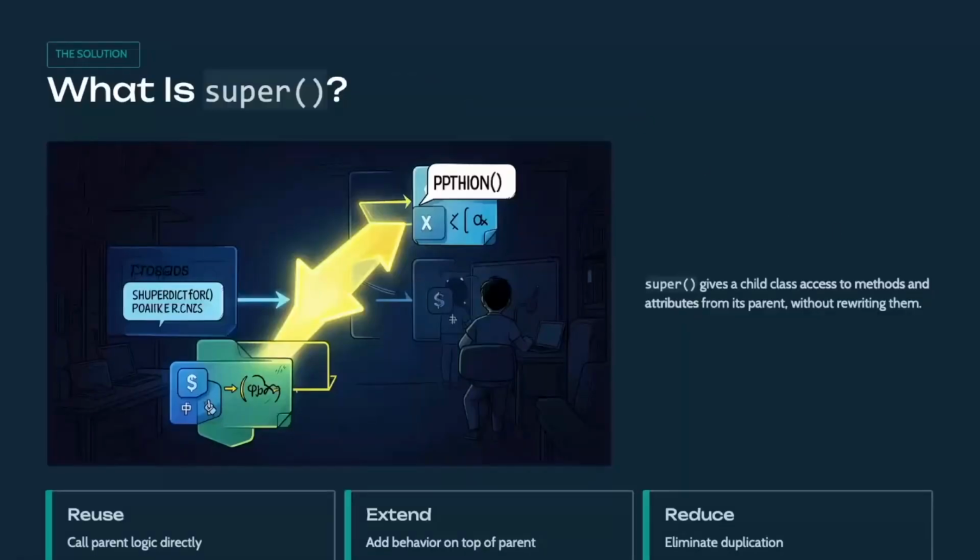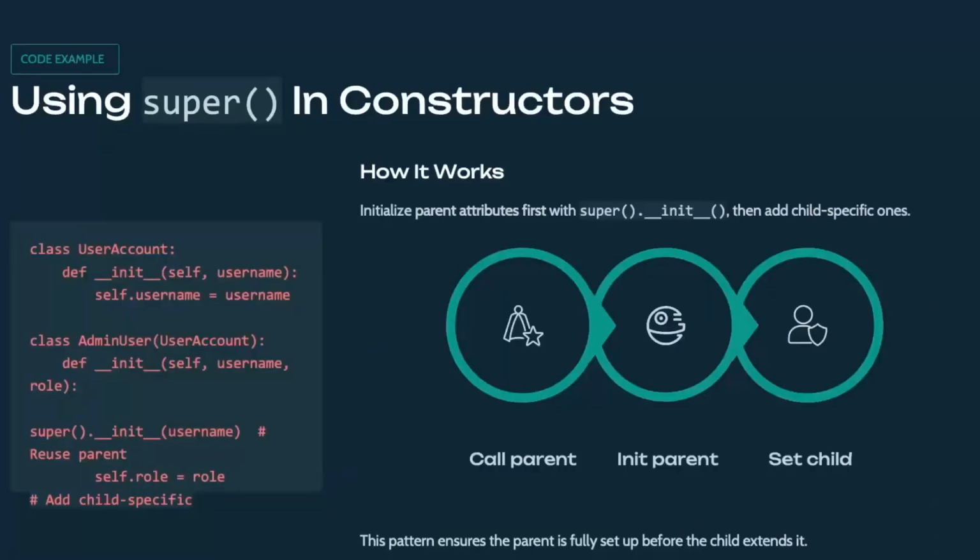Super gives a child class access to methods and attributes from its parent class. Think of it as saying, run the parent version first, then let me add my own behavior. Why does this exist? Because most of the time, child classes don't want to completely replace parent functionality. They only want to extend it. Super allows us to reuse existing logic rather than rewriting it. This reduces duplication and keeps code easier to maintain. Now, one of the most common places you will see super is inside constructors. Let's build a realistic example.